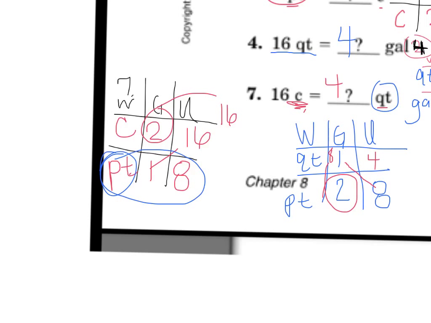Okay, and if you go back and look at your King G, if you looked at 4 quarts, that's going to give you 16 cups. And you can go back and look at that picture that you drew.